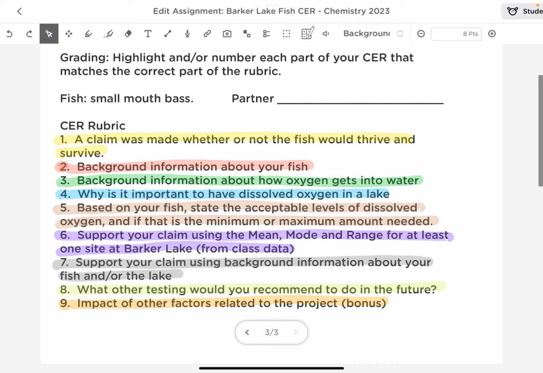All right, so hopefully that's helpful in terms of understanding how to do your Barker Lake fish CER.